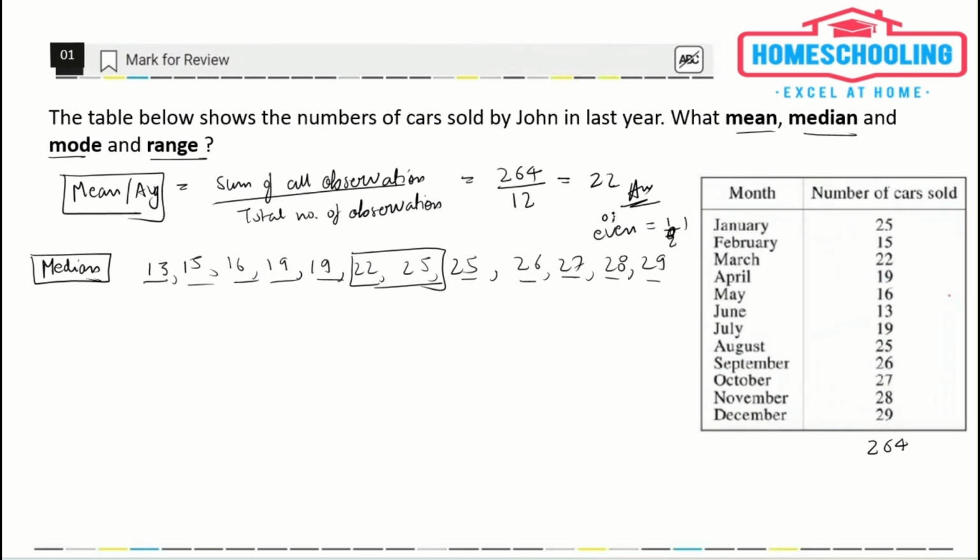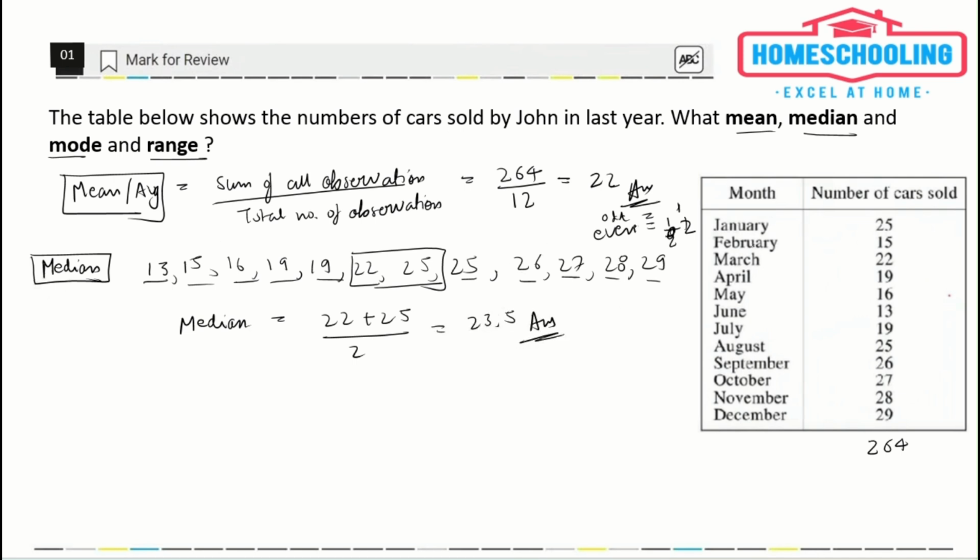When we have odd numbers, we get one number in the middle, and when we have even numbers, we get two numbers in the middle. So now what is going to be the median? The median is going to be the average of these two numbers. So 22 plus 25 divided by 2. That is going to be 23.5. So this is your median.